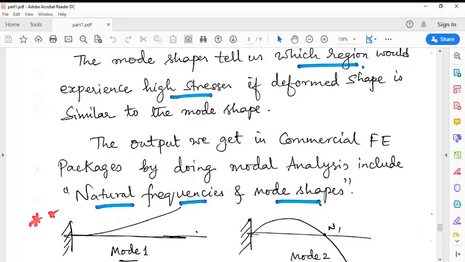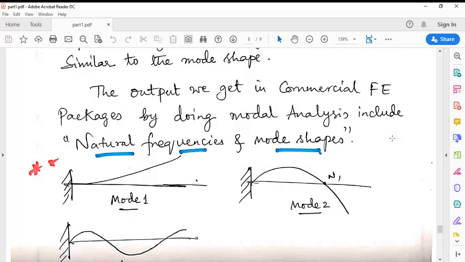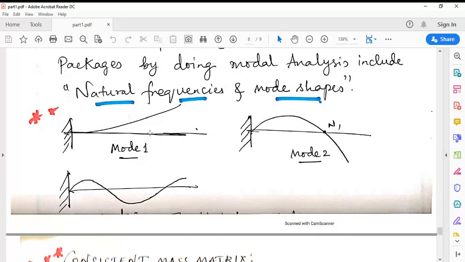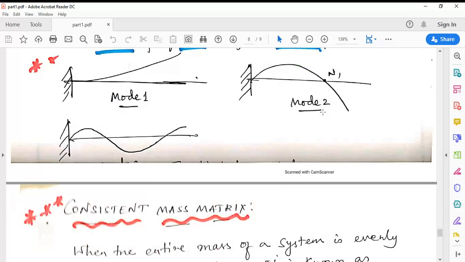Shape is similar to mode shape. The output we get in commercial FE packages used in industries, by doing modal analysis, includes natural frequencies and mode shapes. You can see typical mode shapes for a cantilever beam here. You can see the different mode shapes, right?